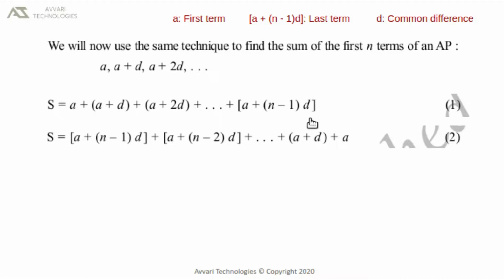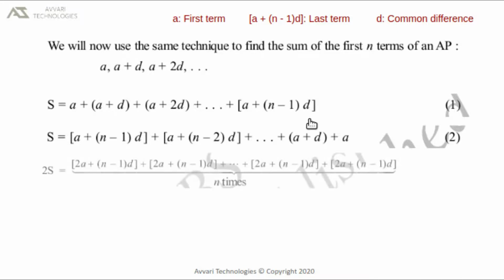Now we will reverse the numbers, which doesn't make any difference since it follows the commutative property of addition. Now we will add both S. So S plus S is 2 times S, and we add term by term from both equations, equation 1 and equation 2. Here equation 1 is S and equation 2 is the reversed order of the S. So A plus A is 2 times A plus n minus 1 into D. The same thing follows for the rest of the terms till the last term.